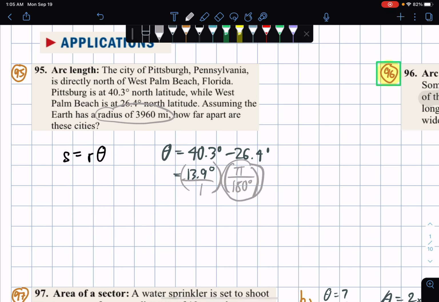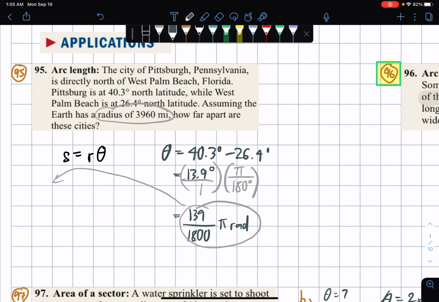Degrees to radians, this is the formula. This is the fraction that we multiply our current quantity with. So in that sense, we get 13.9. I'm sorry. In radians, the answer is 139 over 1800 pi radians. This is our theta.